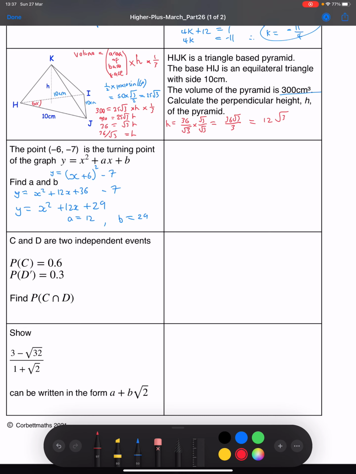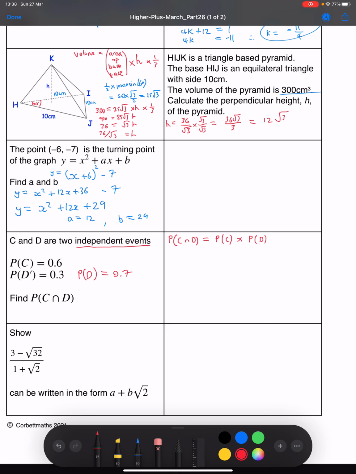Next, C and D are two independent events. There's a rule here. When you have two independent events, it means that the probability of C intersection D is equal to the probability of C multiplied by the probability of D. Mathematically, that's what it means for two events to be independent. Now, we're told that the probability of D complement is 0.3, so basically not D. So we know that the probability of D must be equal to 0.7.